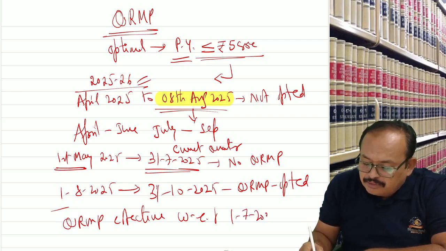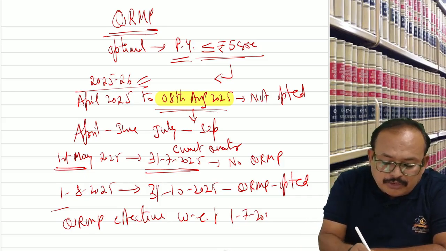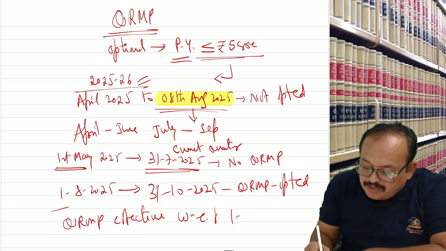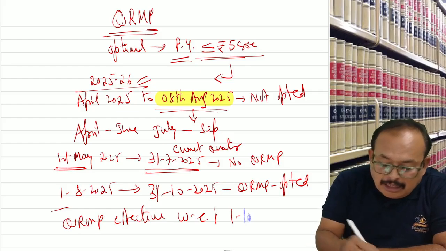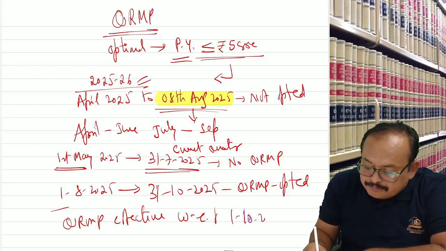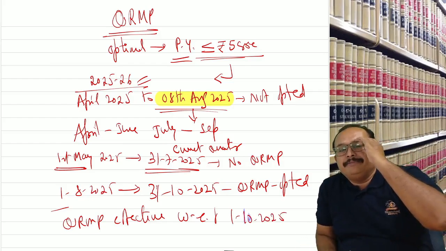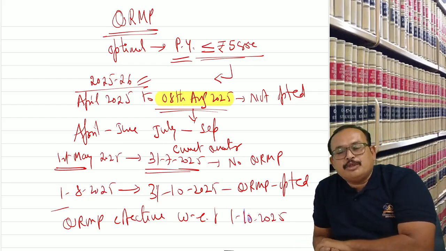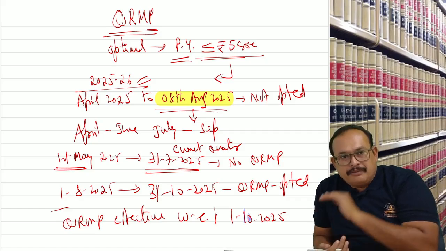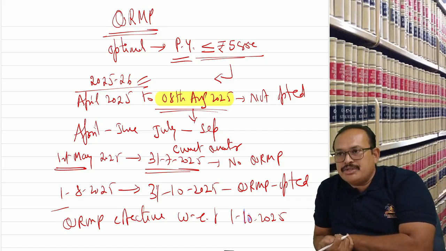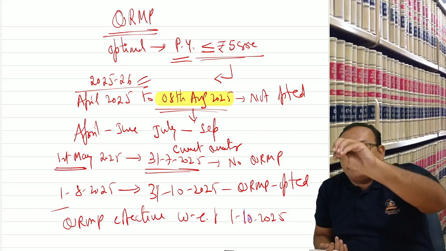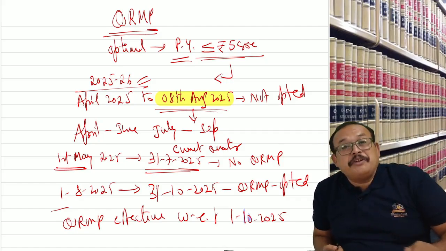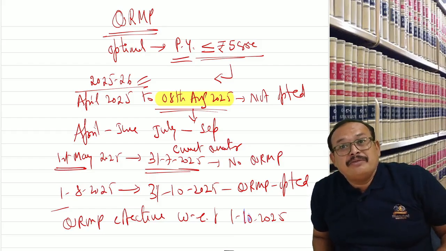July? No, sorry to say. From 1st October 2025 onwards it is effective for me. You get my point, sir? If I opt today, 8th August, it is effective from 1st October. If it had been opted on 31st July, it would be effective from 1st July onwards.